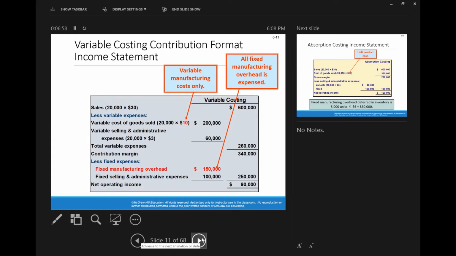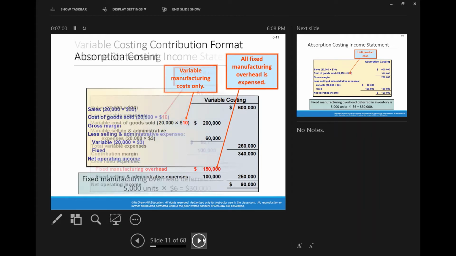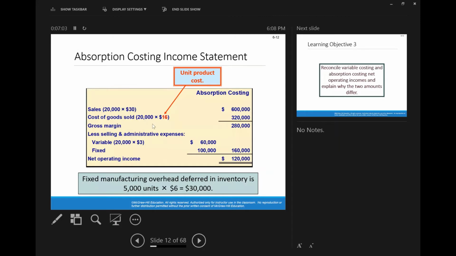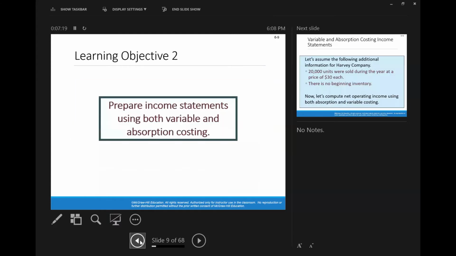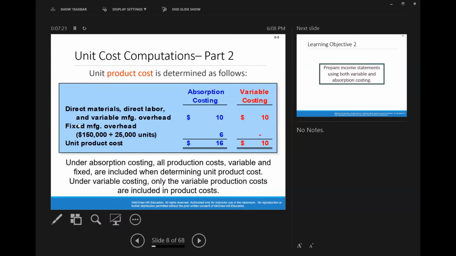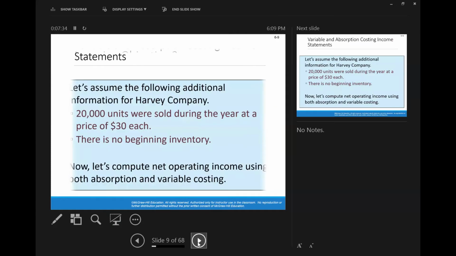So now we're going to look at it using absorption costing. So now we're going to add in that fixed variable. Okay, so we have $30 times 20,000, same selling price. Cost of goods sold. So remember the table that had the $16. This one. So we had the fixed manufacturing overhead that we have to add into that variable manufacturing overhead. So we calculated that out to be the $6. So now our cost is $16 versus that $10. So it's a little higher.